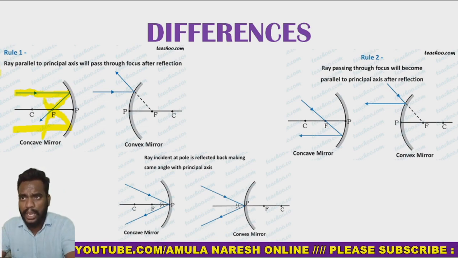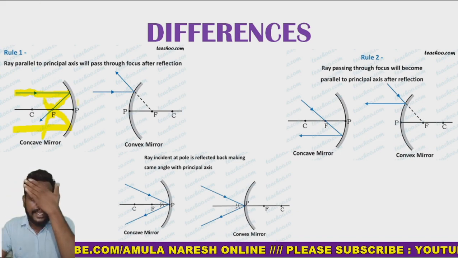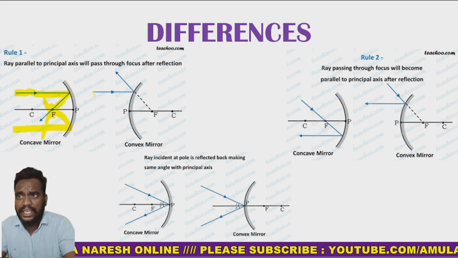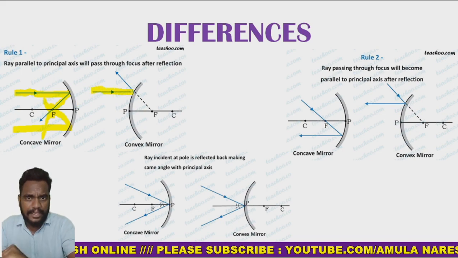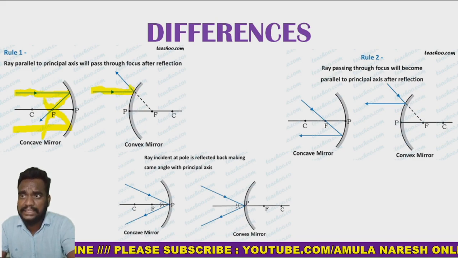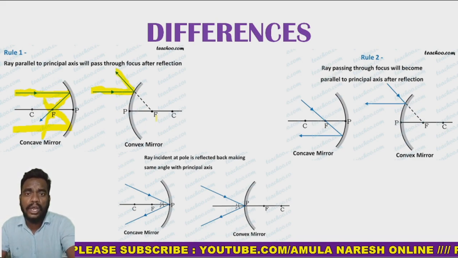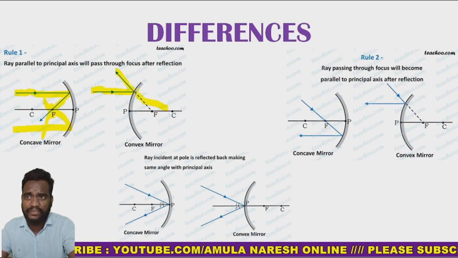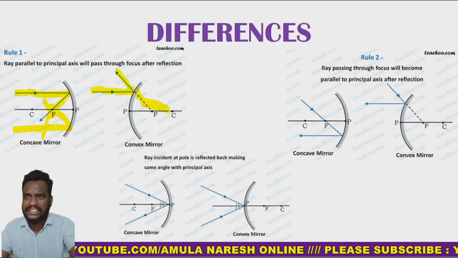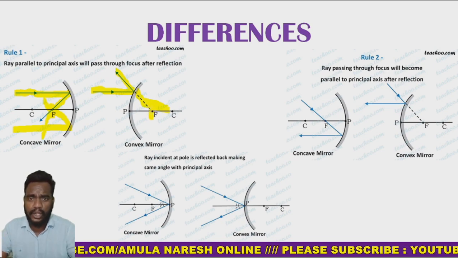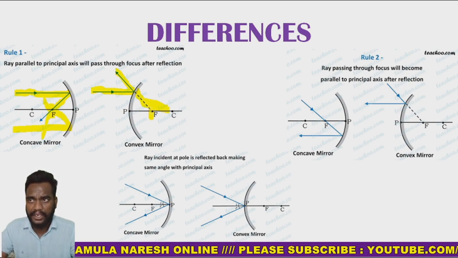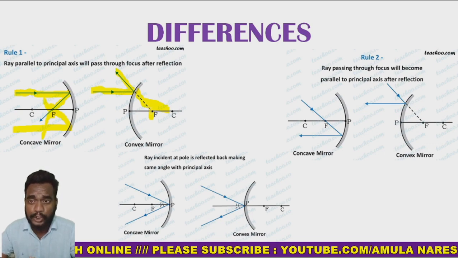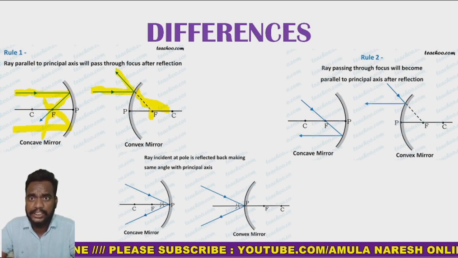Second, the same rule applies for convex, but it is a bit different. If the light ray is parallel to the principal axis and it falls upon a convex mirror, then the reflected ray appears as if it is coming from the focal point. That means if you extend the reflected ray, it will meet at the focal point of this convex mirror. So concave mirror, it passes through the focal point, whereas in convex mirror it appears to be coming from the focal point. This is rule number 1.